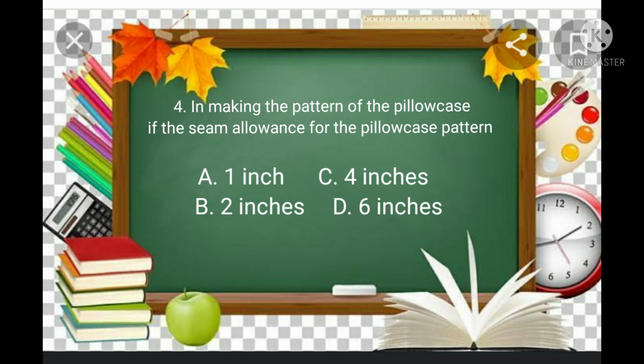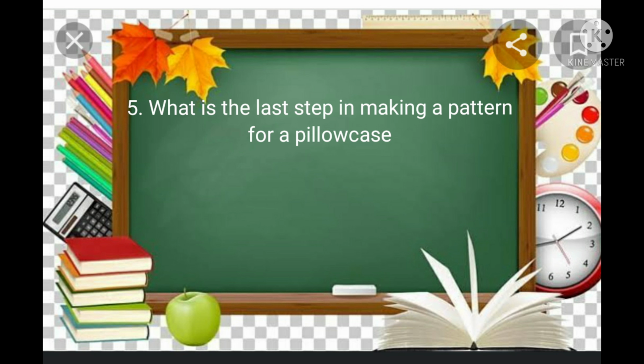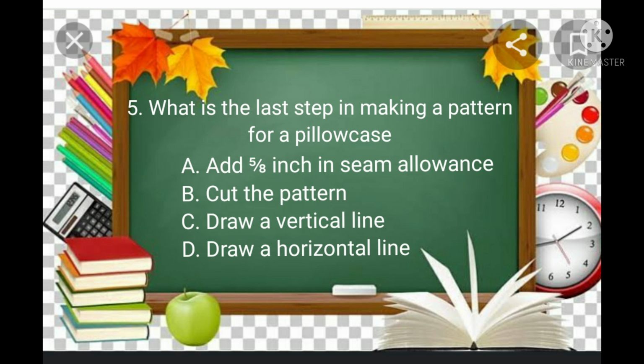Number 4. In making the pattern of the pillowcase in the seam allowance for the pillowcase pattern, A. 1 inch, B. 2 inches, C. 4 inches, and D. 6 inches. Number 5. What is the last step in making a pattern for a pillowcase? A. Add 5/8 inch seam allowance. B. Cut the pattern. C. Draw a vertical line. And D. Draw a horizontal line.